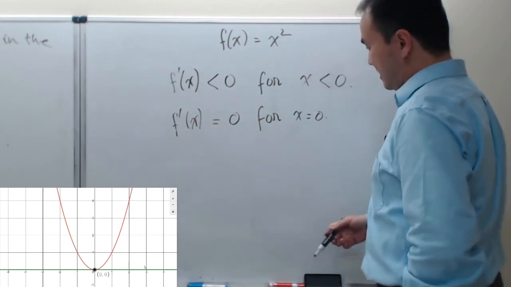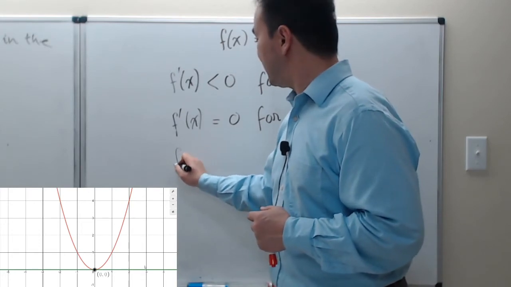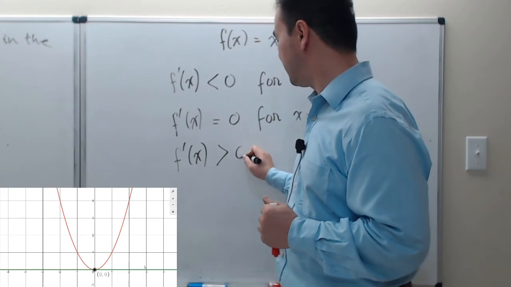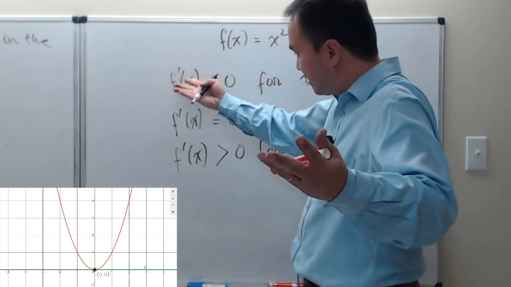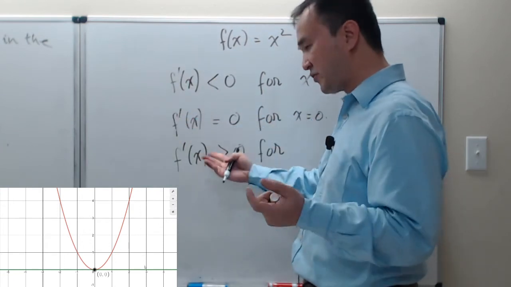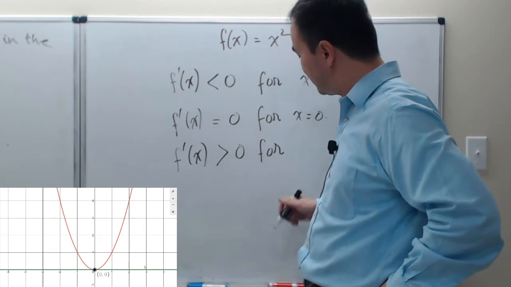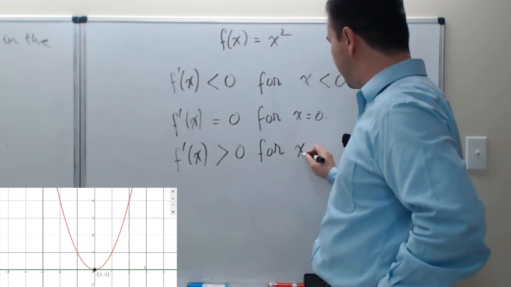And say the same way, f prime of x has to have outputs greater than 0, because now we already agree that f prime is a function. So a function has output values, and I'm talking about the output value behavior. So f prime has to have output values greater than 0 for x being greater than 0.